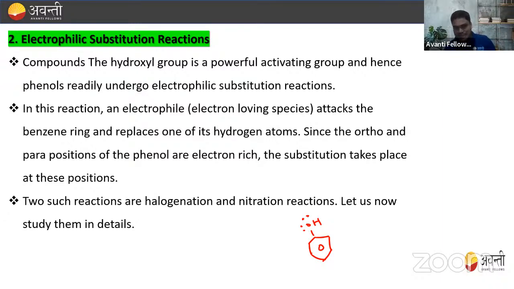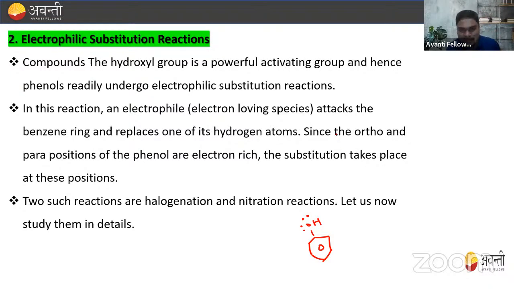group is attached to the ring, like a hydroxy group, like an amine group, like an ether group, whenever these kinds of groups are attached to the benzene ring, they always tend to donate electrons and make the ring more activating. On the other hand, when there is an electron withdrawing group, like chlorine, fluorine, NO2, they always want to take the electron away from the ring. So the ring becomes deactivated, right?